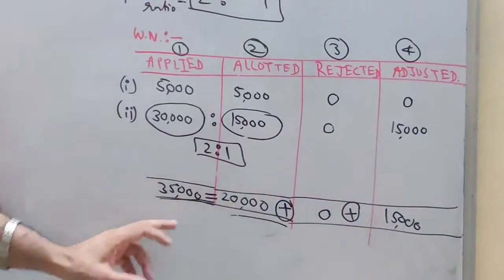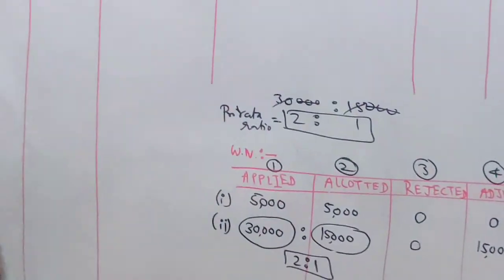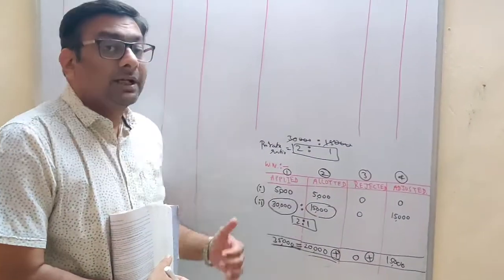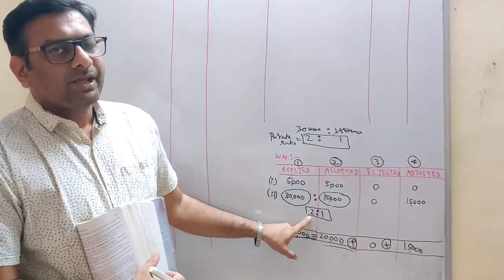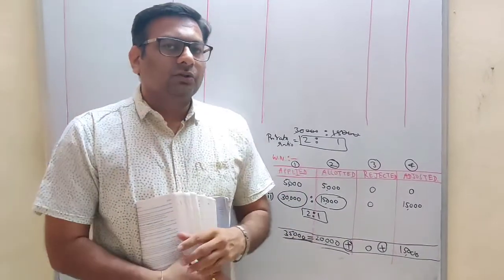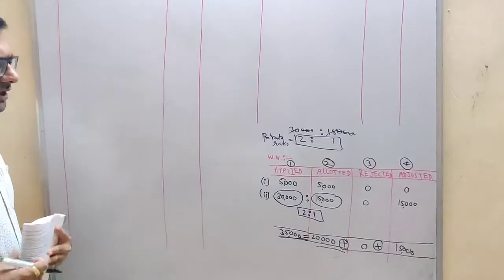So it is telling your left hand side is equal to right hand side, means we have understood very clearly, and also this table helps you to find out the pro rata ratio. Am I clear with the working note 1, that is the table? Now let's start with the journal entries.